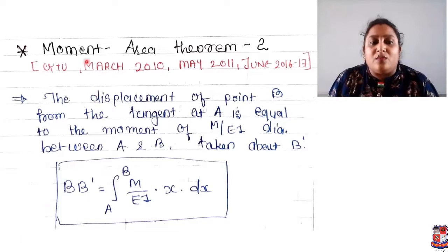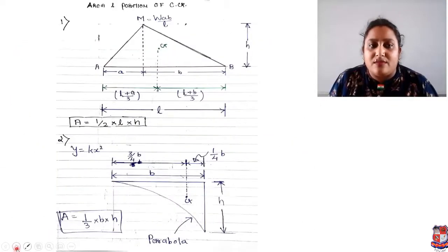Okay. So then moment area theorem 2. That is also asked many times in GTU, so we will focus on that. The displacement of point B from the tangent at A is equal to the moment of the M upon EI diagram between A and B taken about B. So BB dash is equal to integration A to B M upon EI into X into dx. We have to keep these equations in mind for our upcoming problem calculations.